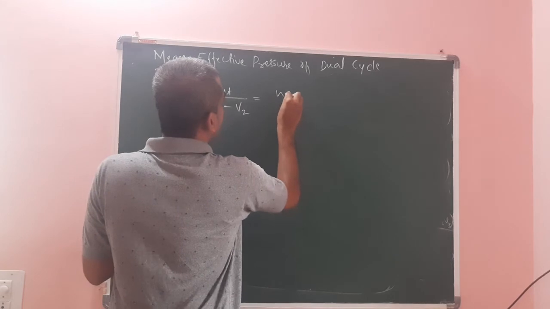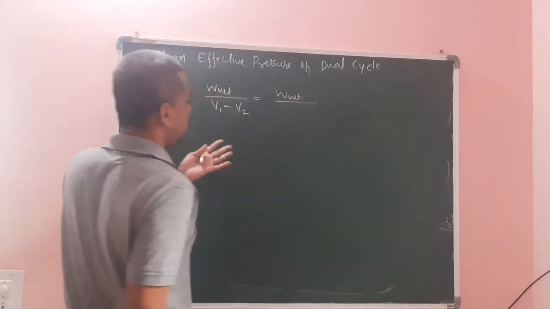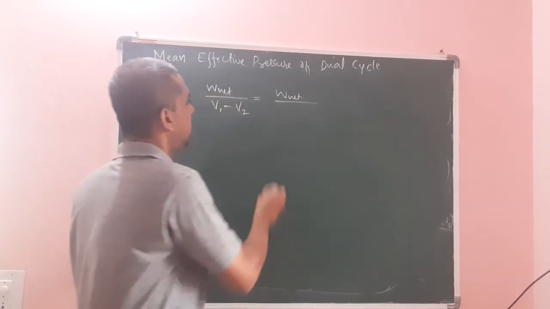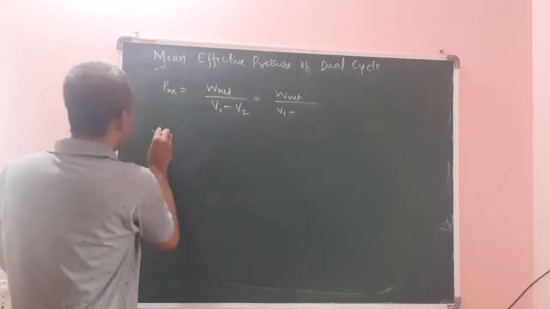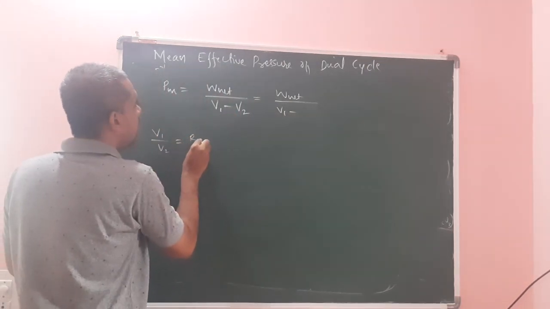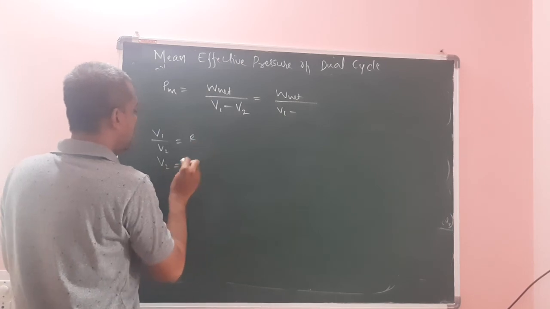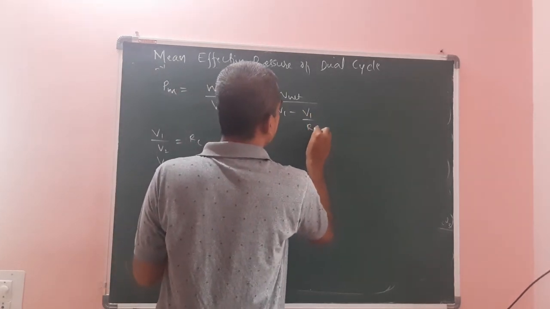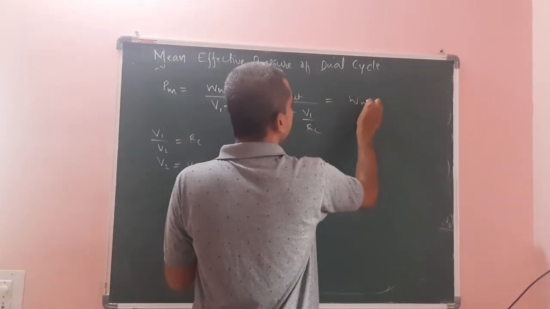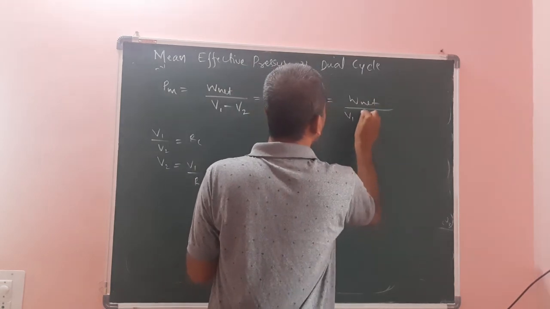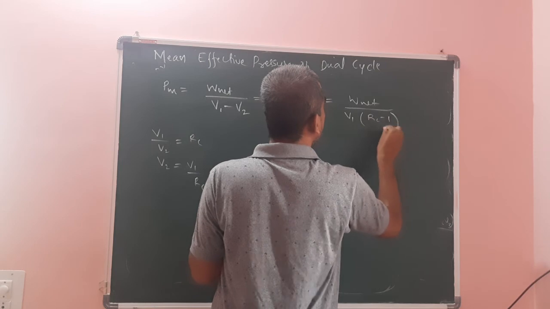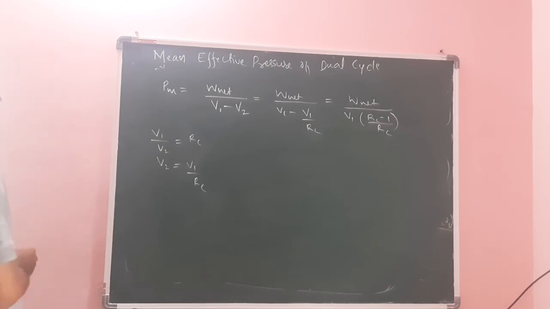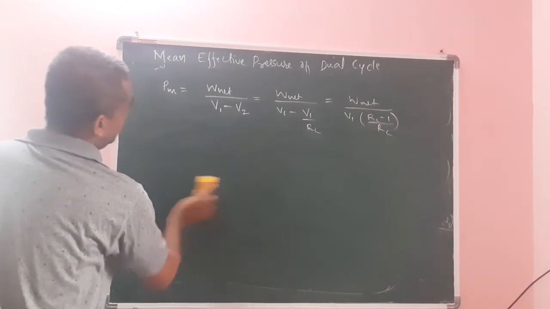Okay. W net divided by, we want in one term. So in numerator we have taken for the W net as P1. Therefore I will write P1 minus, we know P1 by P2 is equal to RC. Therefore P2 is equal to P1 divided by RC. That I will substitute here. P1 divided by RC, what we will get? W net divided by P1 into bracket RC minus 1 divided by RC.